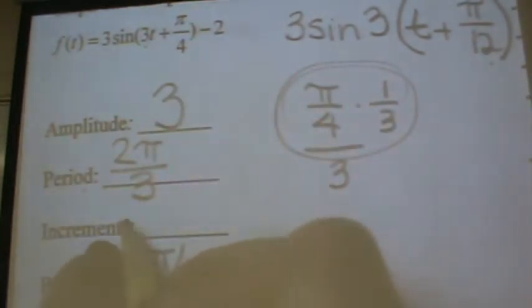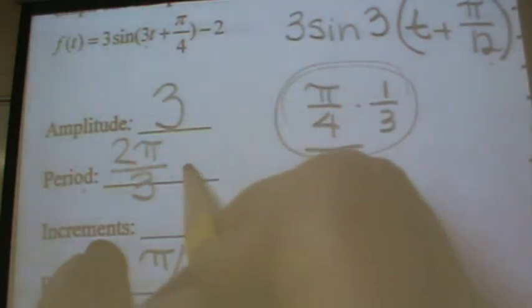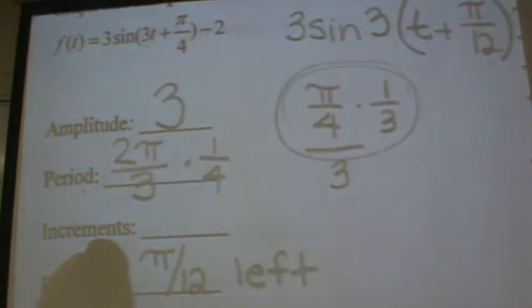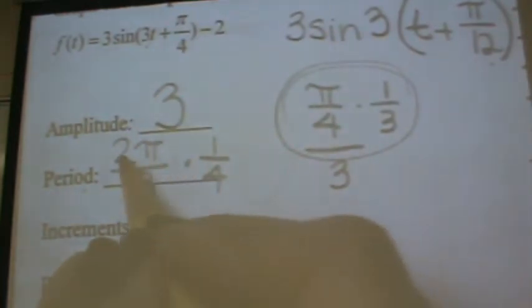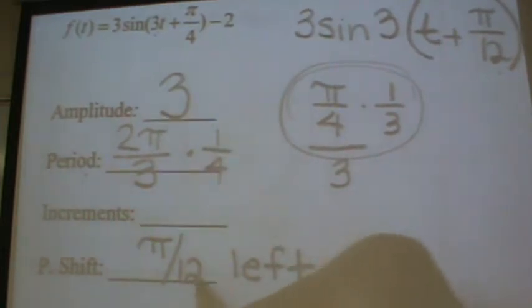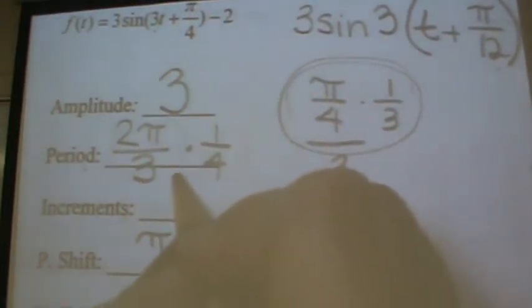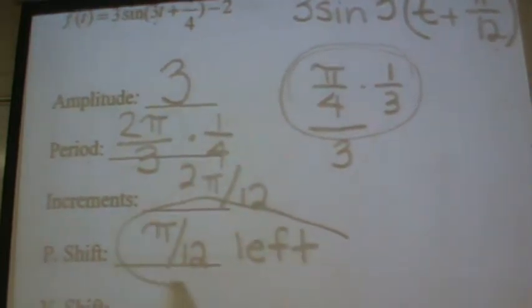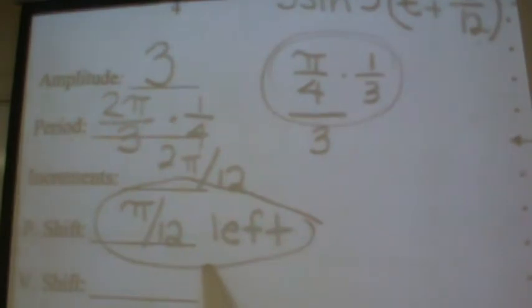Now our increments, you always take your period and cut it into 4 parts. Why? Because there's 4 increments in a period for sine and cosine. Now I could simplify this, but I'm looking ahead and saying, I have to get these in 12ths anyway. So I'm gonna leave it as 2 pi over 12. Does everyone see that? Okay. We're starting at pi over 12 to the left. Negative, that means negative pi over 12, by the way. And by the way, our vertical shift is 2 down.